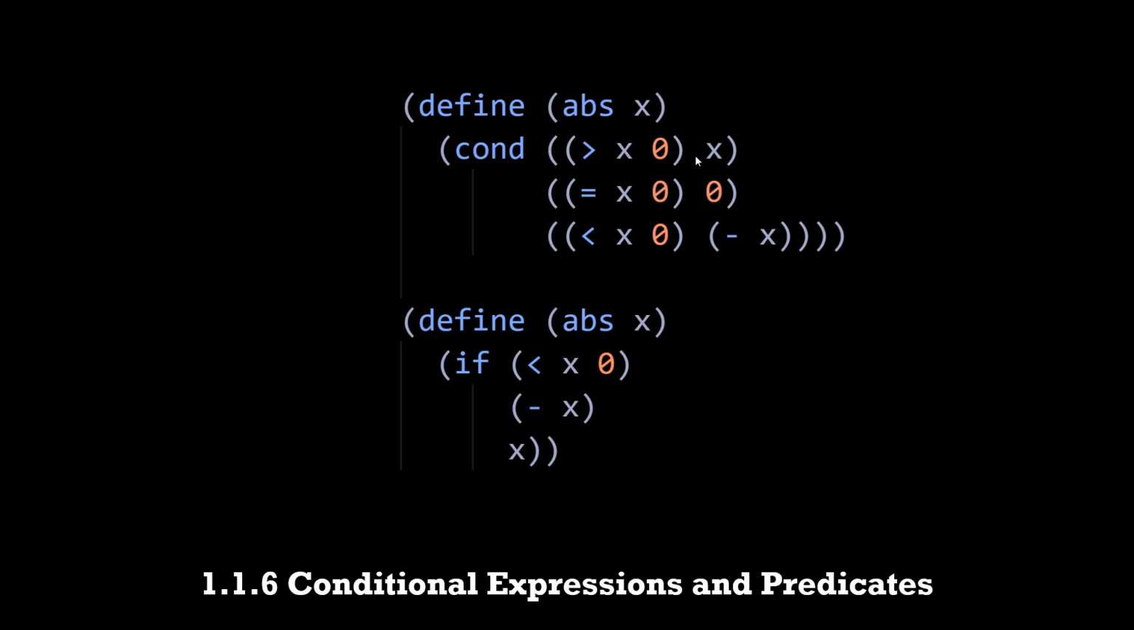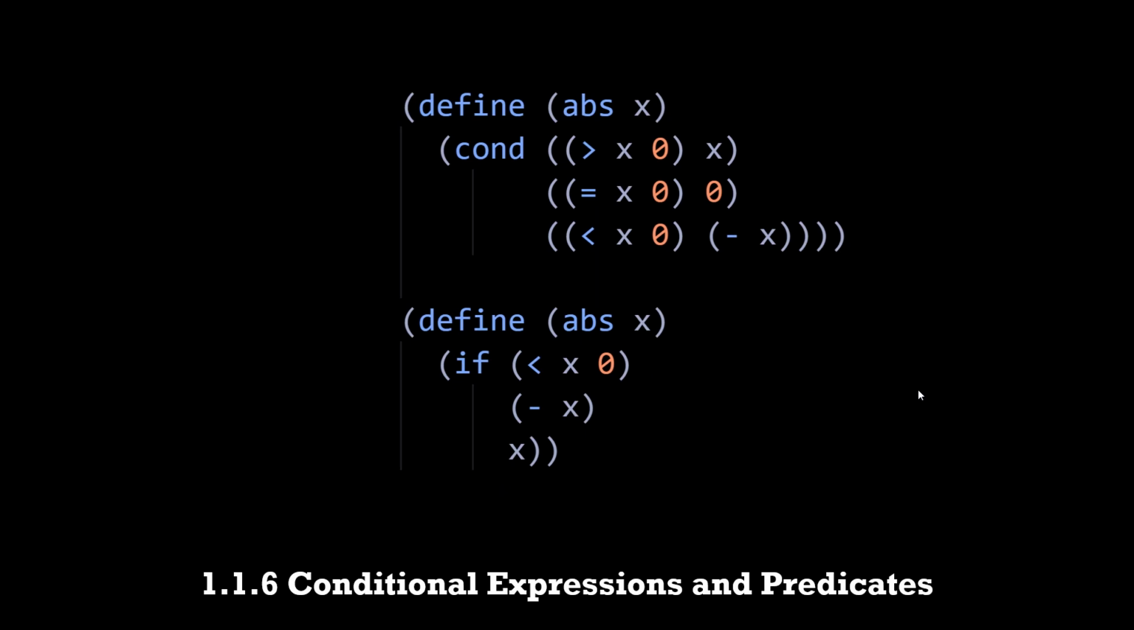If so, we just end up with x because we're defining an absolute function. And the last one is x less than 0. If so, we have to negate x. And an alternative way to define a conditional expression is just using the if keyword. This is for if you only need 2 clauses, in which case you can just define one of them and then have an if and an implicit else for the second clause that you don't mention.